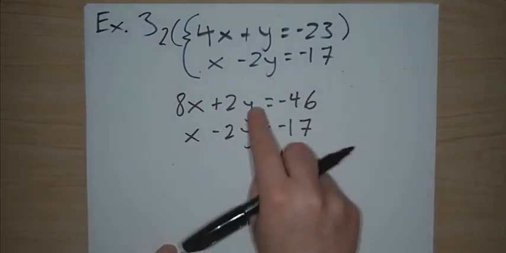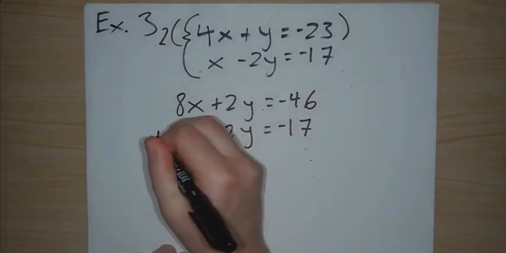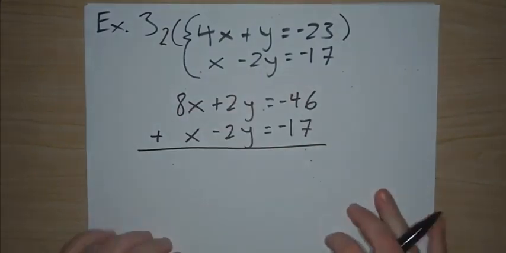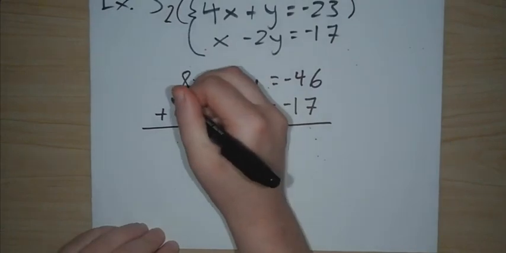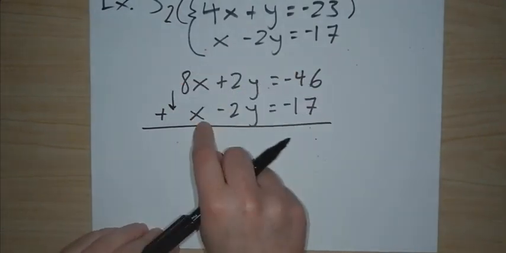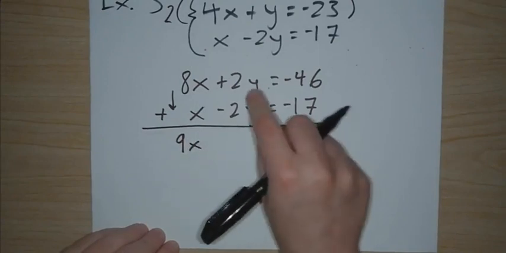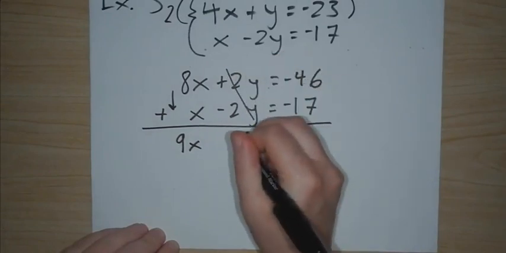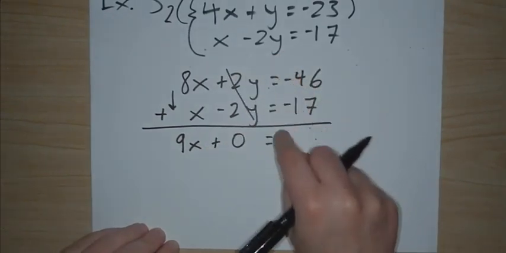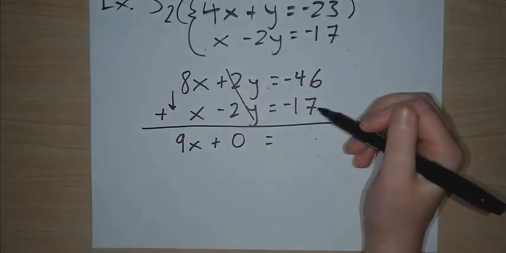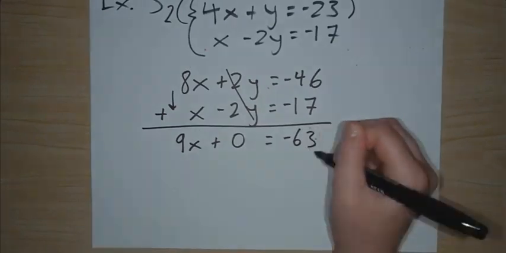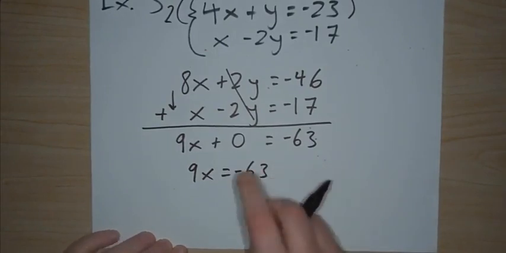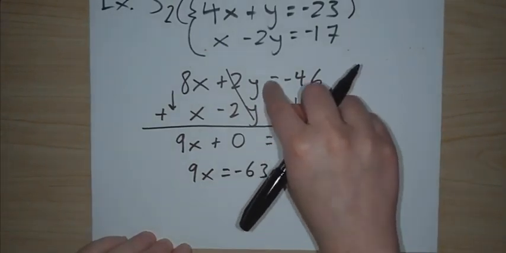And what we're going to do to get rid of this variable y is we're going to add everything. So everything here is going to be added. So the way we're going to do that is we're going to do adding downwards. So we have 8x plus 1x, that's 9x. Positive 2y plus negative 2y, well that cancels to 0, is equal to, that equal sign just comes down, negative 46 plus negative 17 is negative 63. So altogether, we've written this without the 0, we have 9x is equal to negative 63. So you see that because of this method, we eliminated this y.